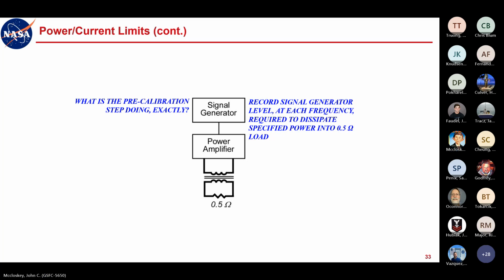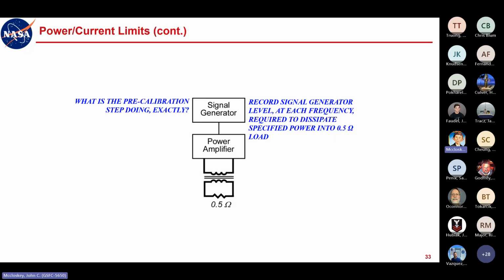Now, this test method goes back decades. Why they specified it in terms of power, I'm not really sure. But I think they could have simply said, required to put the desired voltage limit, in our case 1 volt RMS, but whatever it is. If they just said record the signal generator level required to establish your desired voltage limit across the half ohm load, it would basically be the same thing.